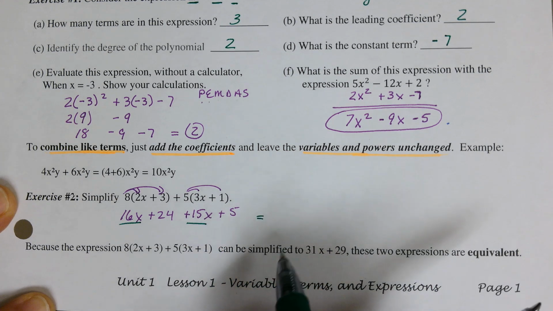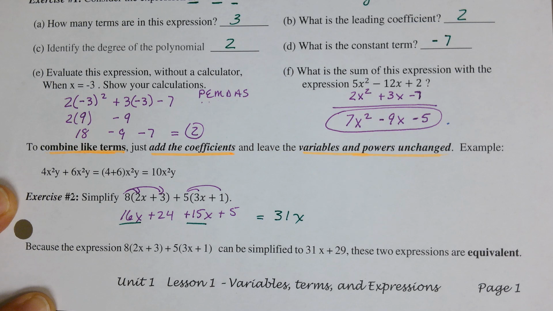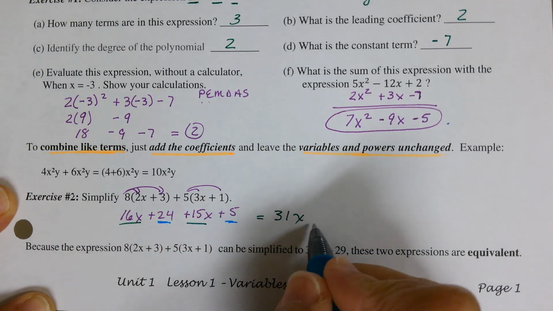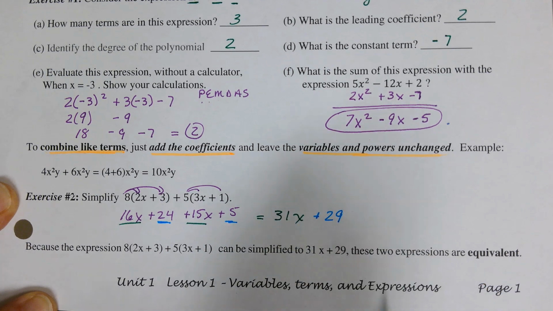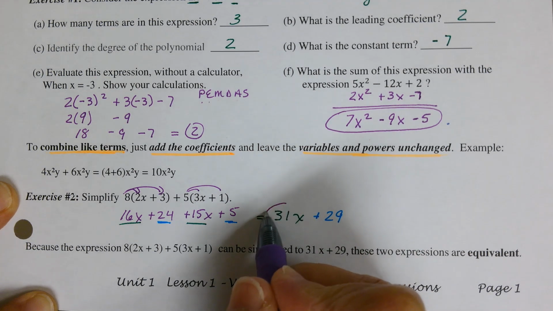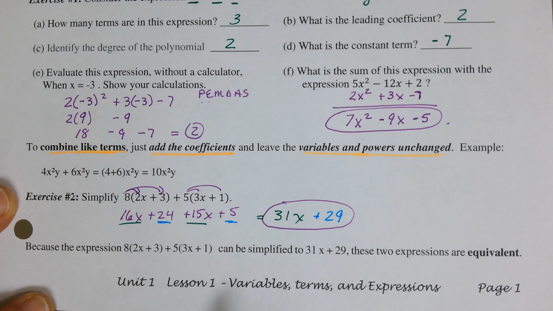16x plus 15x is 31x. And 24 plus 5 is 29. So we have simplified this expression to the binomial 31x plus 29. Right? A binomial is 2 terms. We say that these 2 expressions are equivalent.